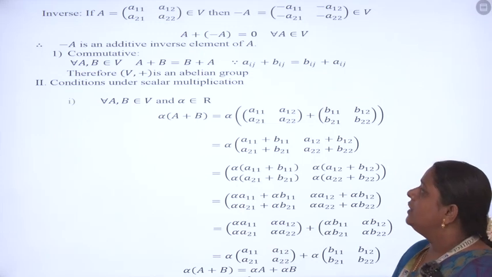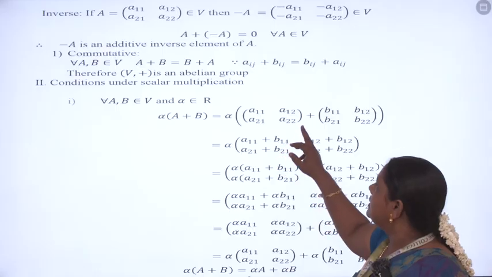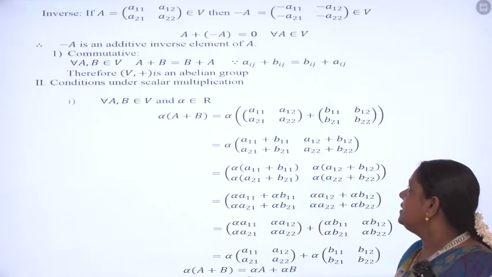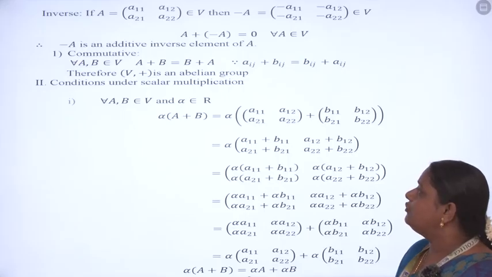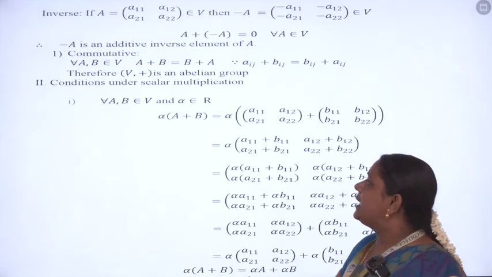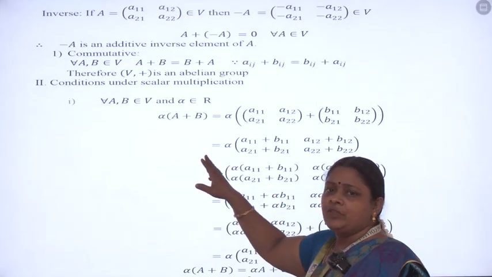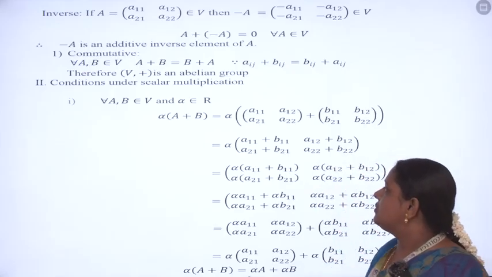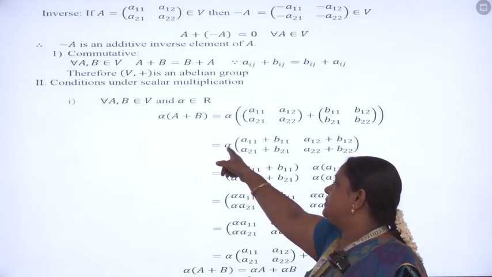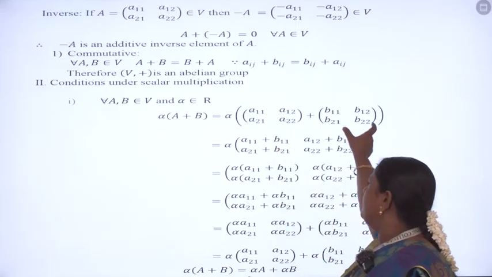Then commutative. For all A, B belongs to V, A plus B equal to B plus A. Therefore, aij plus bij equal to bij plus aij. So, therefore, (V, +) is an abelian group. Then next condition under scalar multiplication. For all A, B belongs to V and alpha belongs to R, consider alpha into (A plus B), alpha into A matrix and then B matrix.